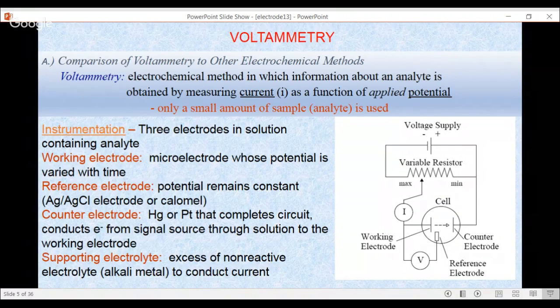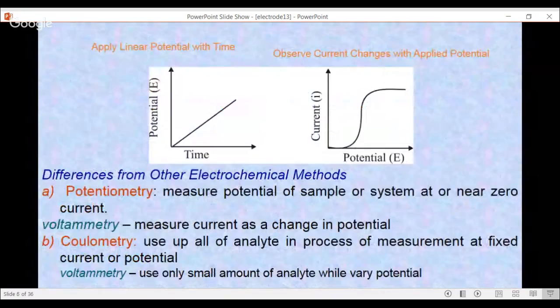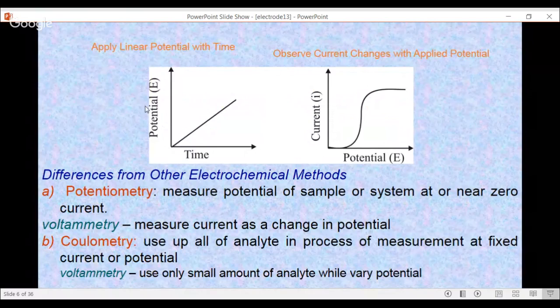They should have the transport number of the anion and the transport number of the cation must be the same. We will see all those things later on. So what we are talking about in cyclic voltammetry is that potential is swept as a function of time in a linear manner, and what we are measuring is current versus potential.